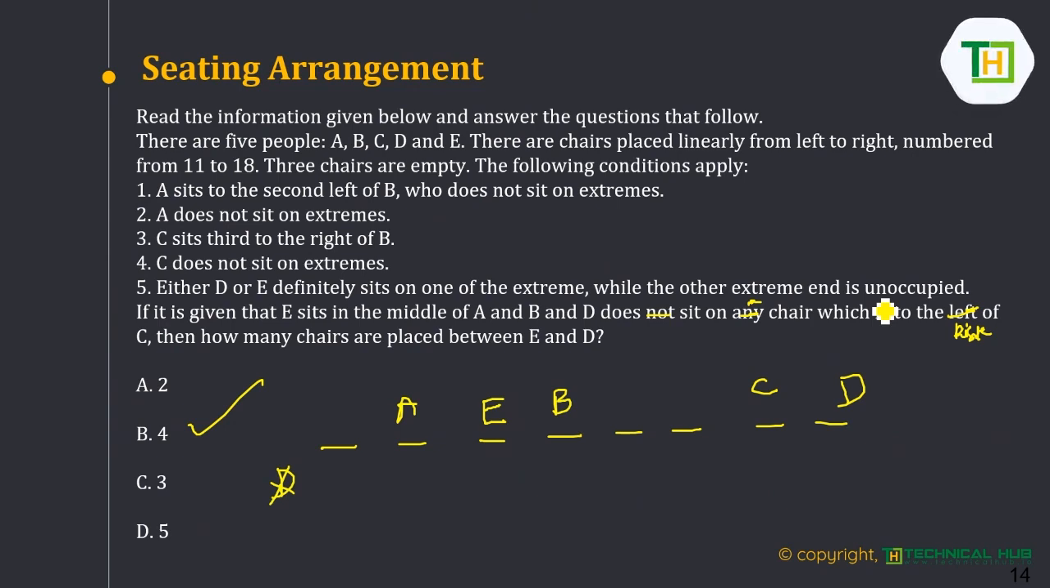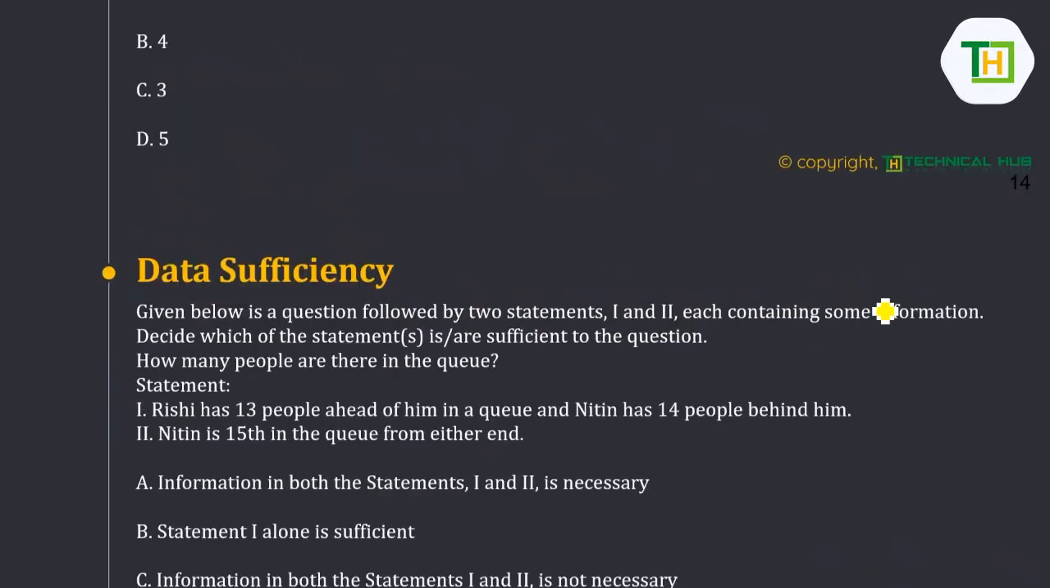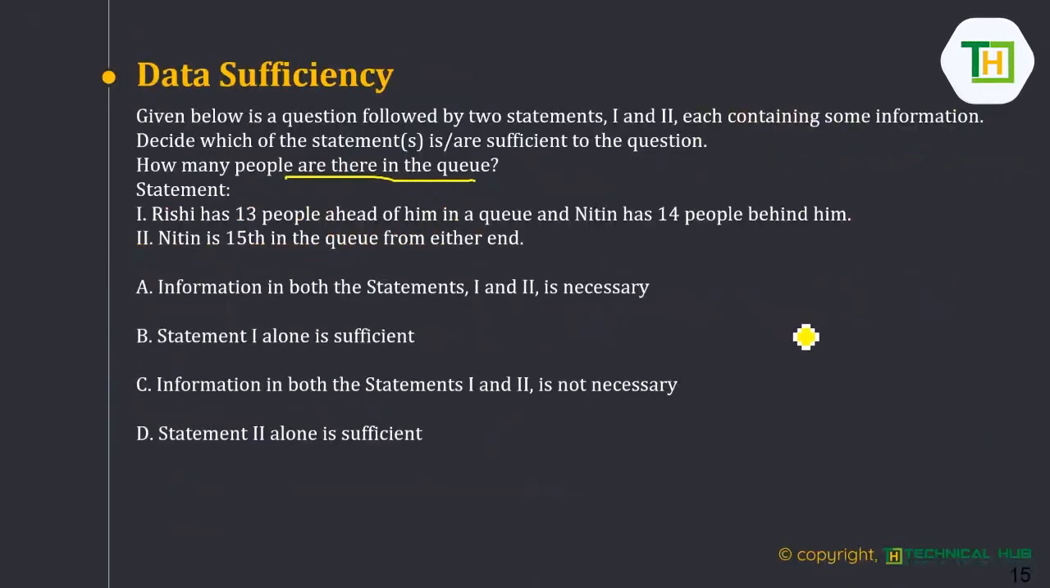Move on to the next one. Data sufficiency. So what is the problem question? How many people are in the queue? How many people are there in the row? So Rishi has 13 people ahead of him. And in a queue, Nitin has 14 people behind him.